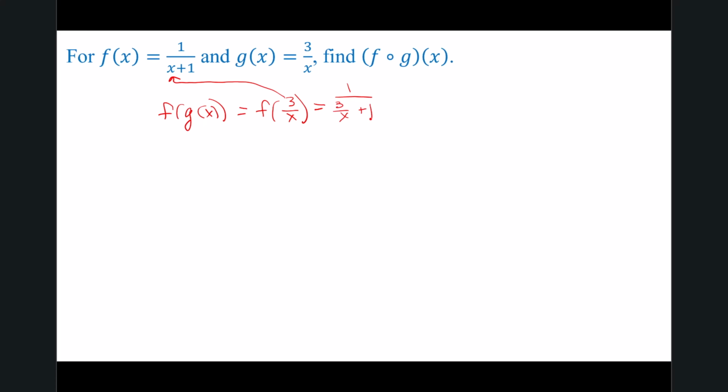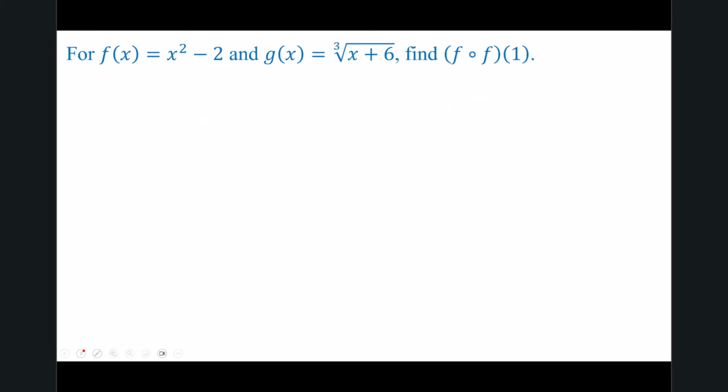Now, it's probably not a good idea to leave a fraction inside a fraction. So I'm going to multiply the numerator and denominator of the big fraction, the whole fraction, by the common denominator of any fraction inside, which is x. So I'll multiply by x over x, and I get x divided by (3x over x plus 1 times x), or x divided by 3 plus x.